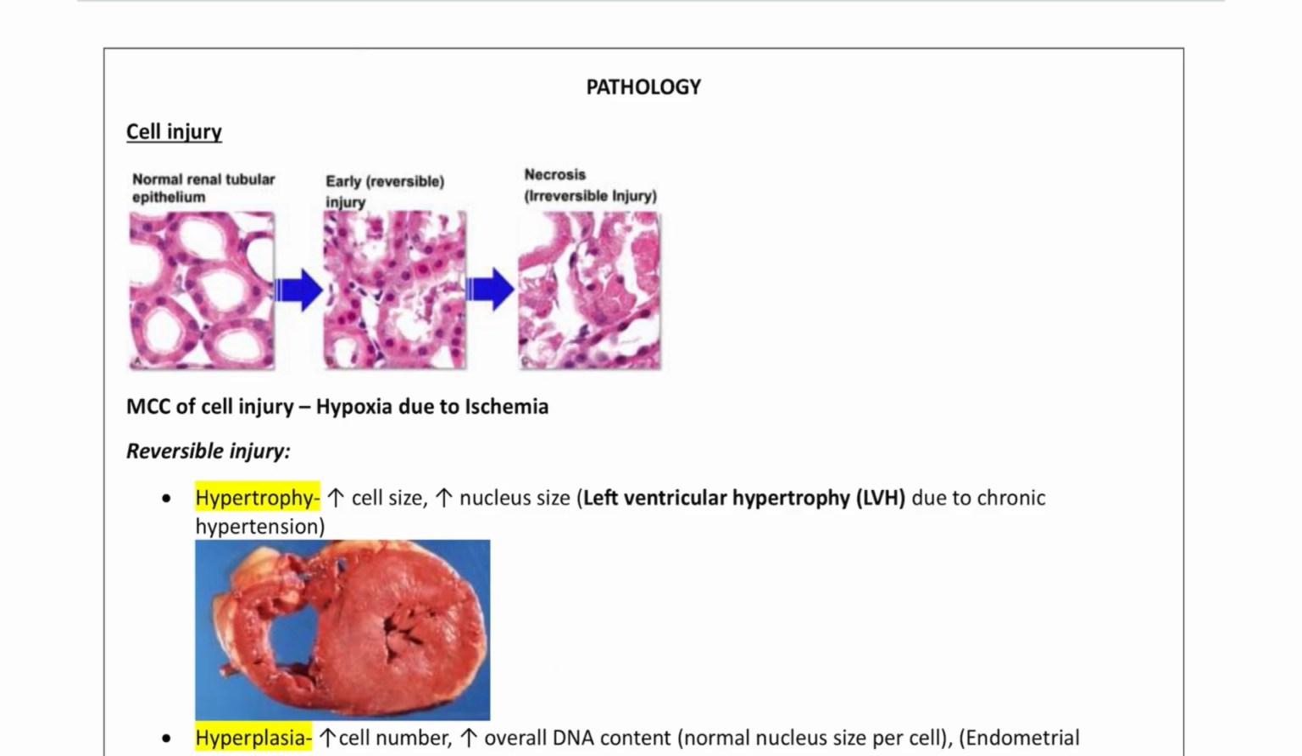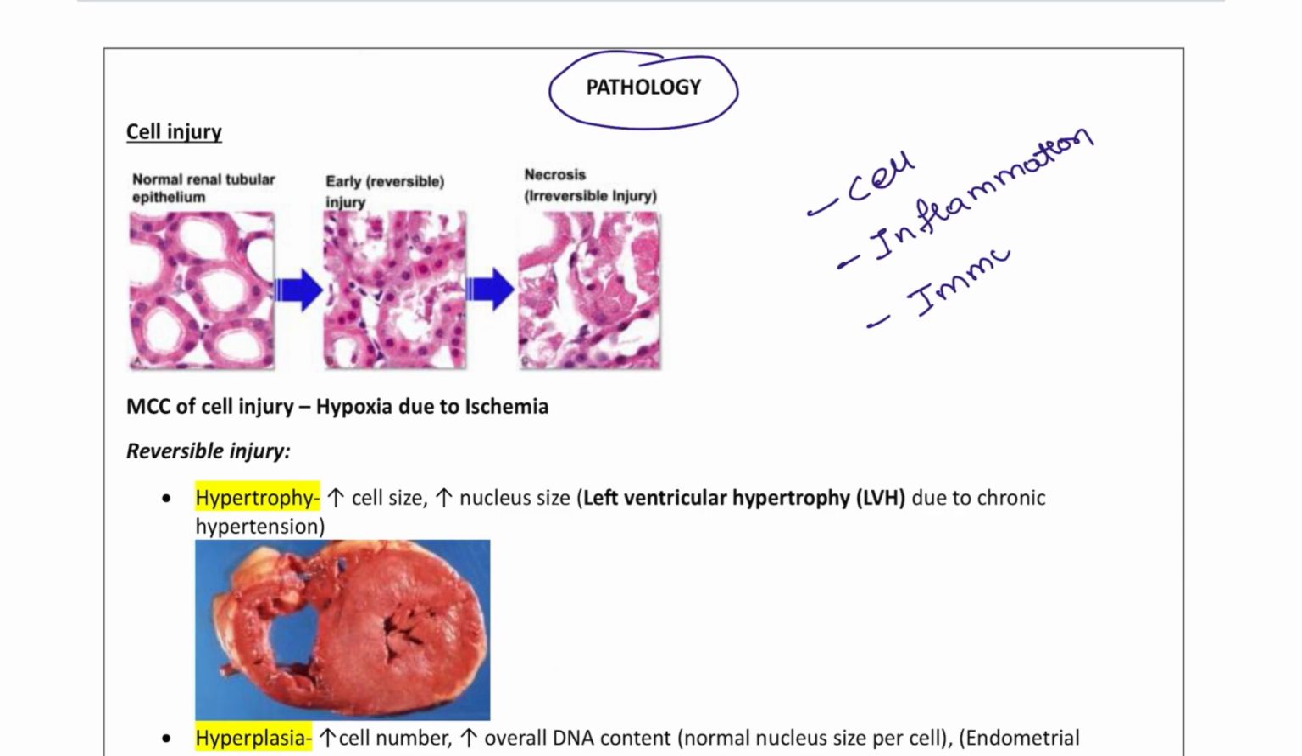Today we are going to discuss pathology, and in pathology we are going to discuss two parts. Part 1 will include general cell and cell injury, next inflammation and also the immune system, and let's see if we can complete neoplasia or not. And other than that, we will be having genetics and then systems.